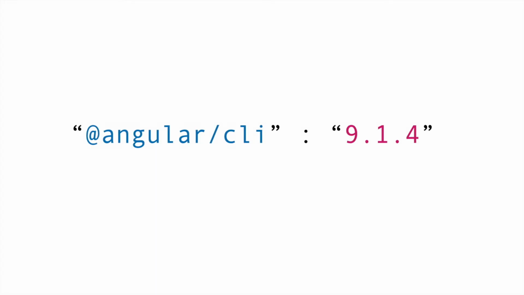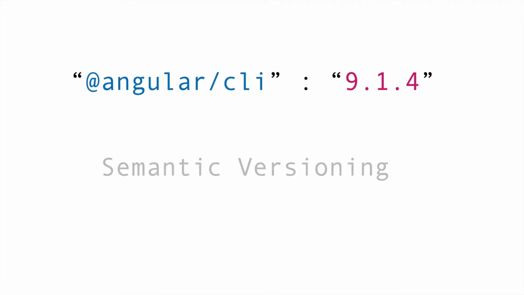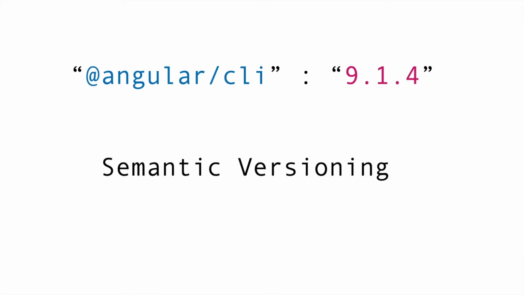This is how an NPM dependency is declared in the package.json file. But wait, what is this format of versioning? This is semantic versioning, or SemVer. Let's go and see in detail what the components of semantic versioning are.